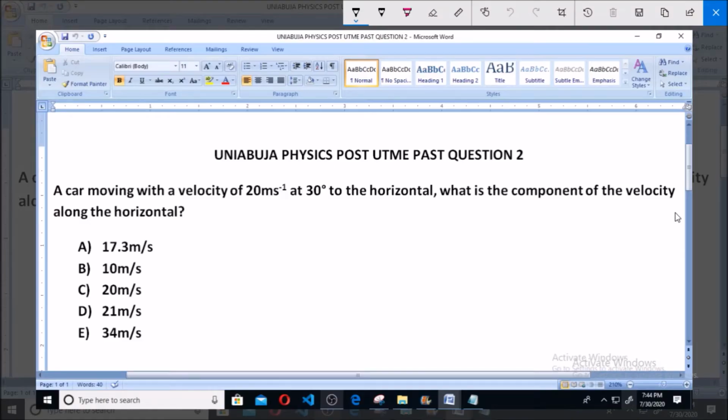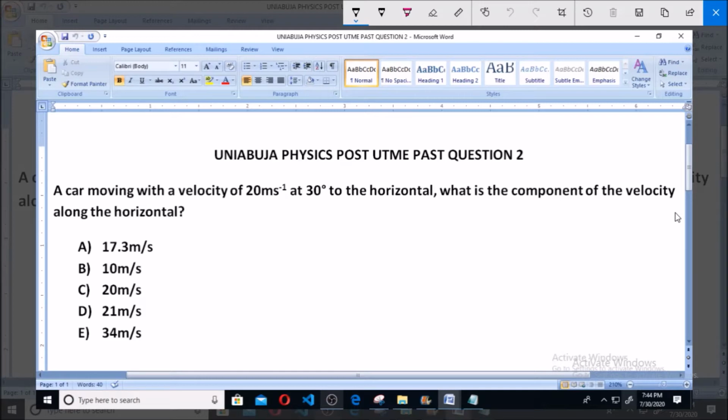So I'm going to be answering University of Abuja Physics Post UTME past question. This is question number 2. Question number 2 states: a car is moving with a velocity of 20 meters per second at 30 degrees to the horizontal. What is the component of the velocity along the horizontal?